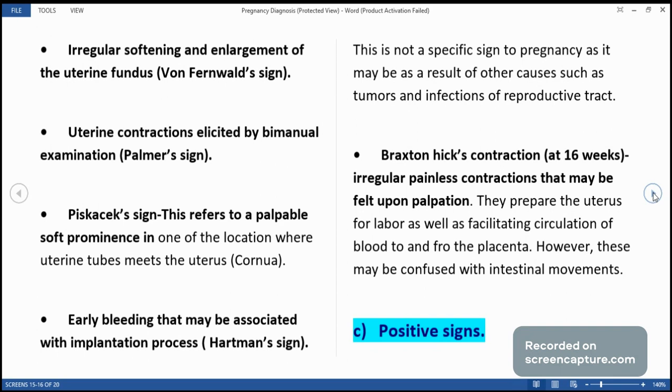Early bleeding that may be associated with the implantation process, like Hegar's sign, is not a specific sign of pregnancy, as it may be the result of other causes such as tumors and infections of the reproductive tract.